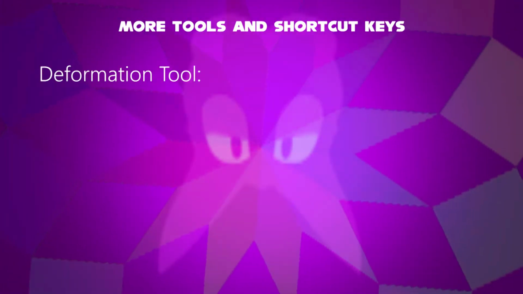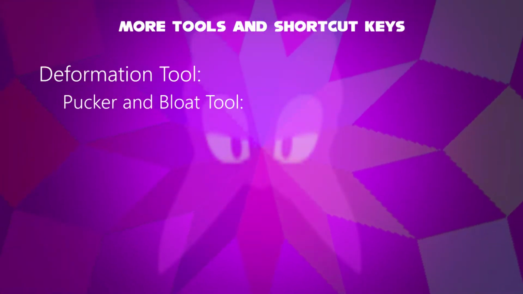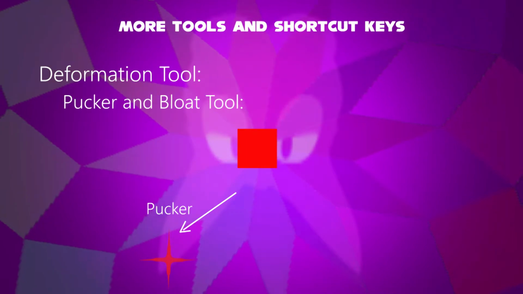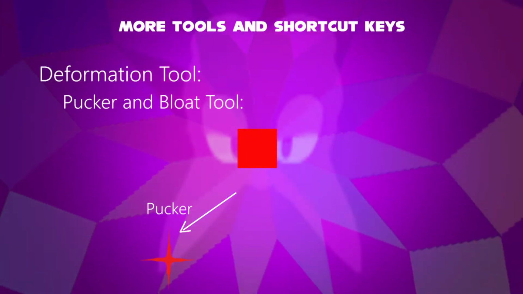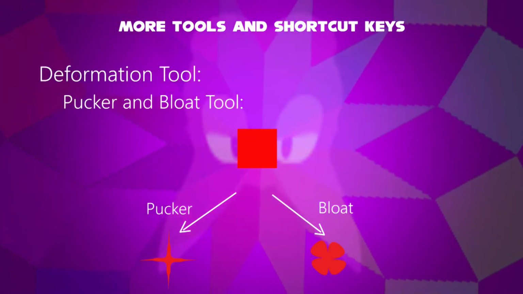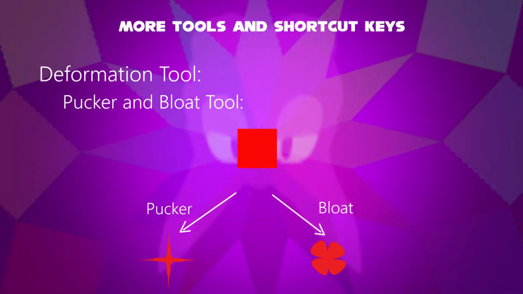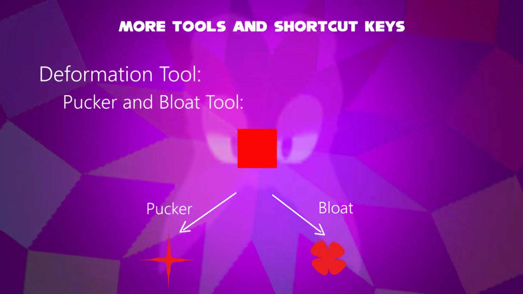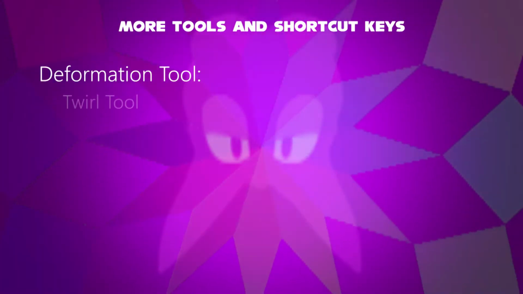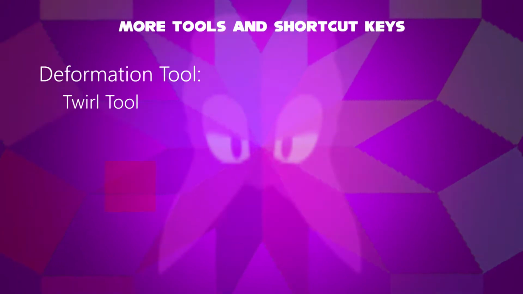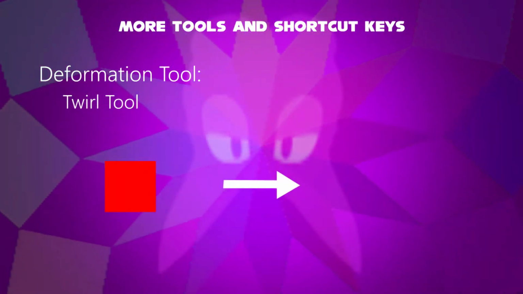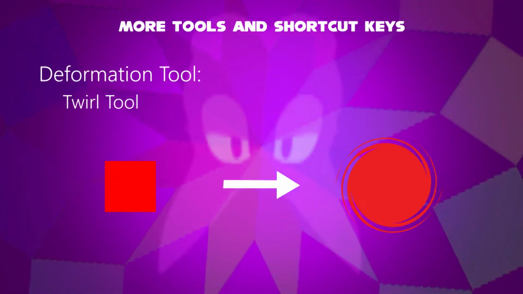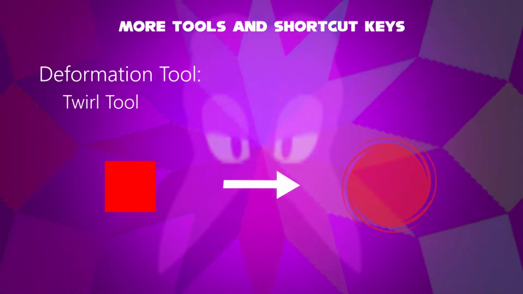Another type of deformation is called pucker and bloat. The pucker tool lets you compress the shape as the corner points move away, like a square turned into a star. Conversely, a bloat tool lets you bulge the shape as the corner points come closer, like a square turned into a flower. These are the differences between the pucker and bloat tools. And let's take the third one, called a twirl tool. The twirl tool makes objects into a spiral curve, or like a vortex. These are called the deformation tools, the ones used in Adobe Illustrator.